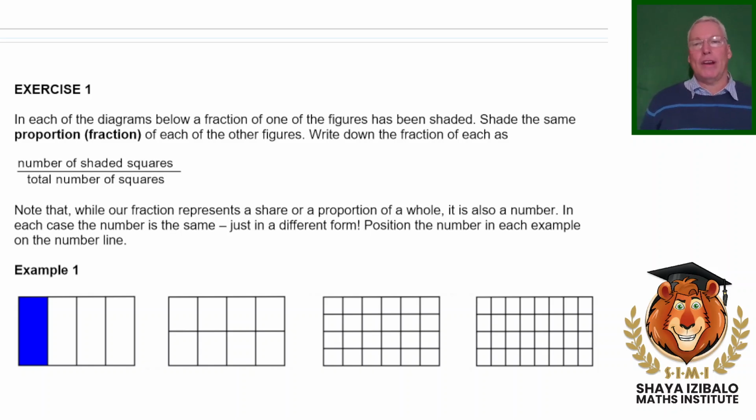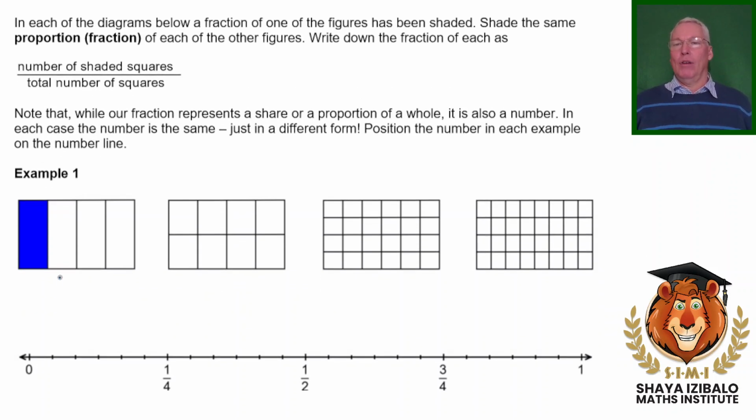Okay, so we're diving straight in, and we are on page 72 of your workbook. The very first thing we're going to do is ask you to do an exercise whereby you shade in the same proportion of each of these shapes. In this case, if we have a look at what's been shaded here, 1 rectangle out of 4. So we want you to write that: number of shaded out of the total number, 1 out of 4.